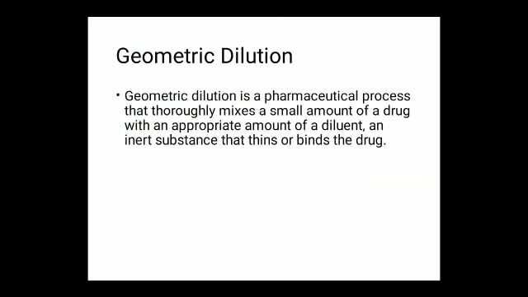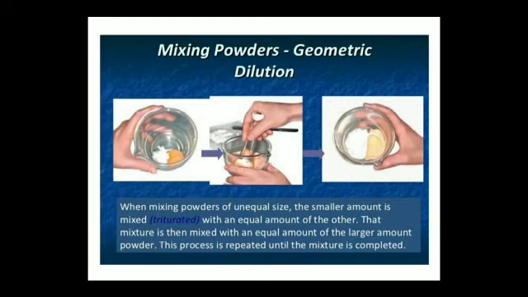Geometric dilution. Geometric dilution is a pharmaceutical process that thoroughly mixes a small amount of drug with an appropriate amount of diluent, an inert substance that thins or binds the drugs. This method is most commonly used for mixing of potent drugs using a diluent. This diluent is inert in nature and does not affect the therapeutic activity of the drugs.